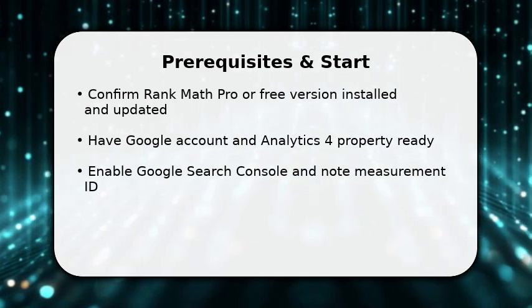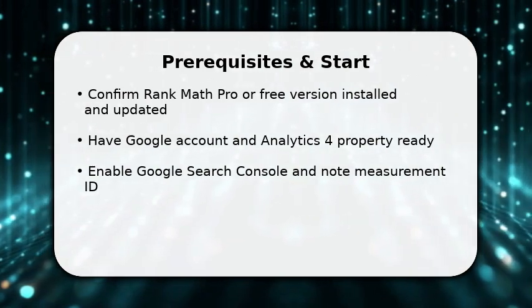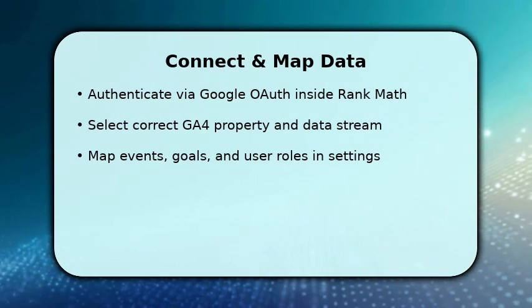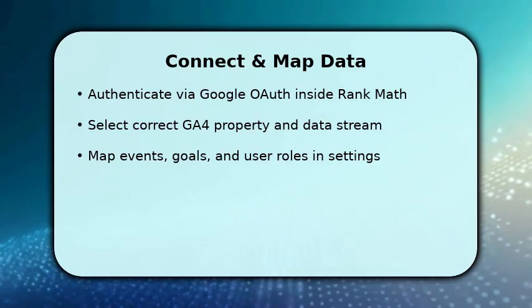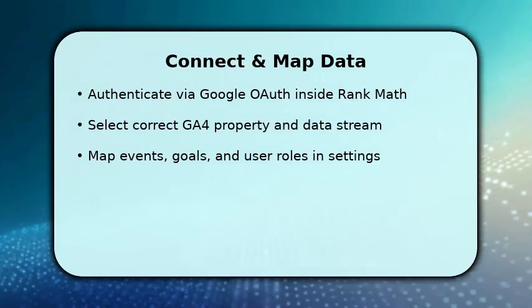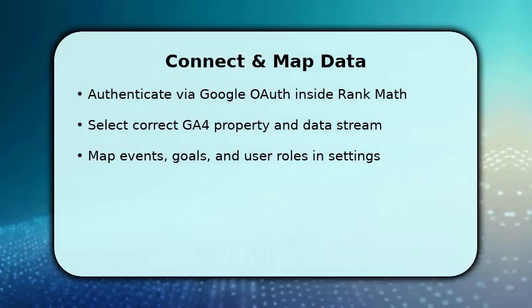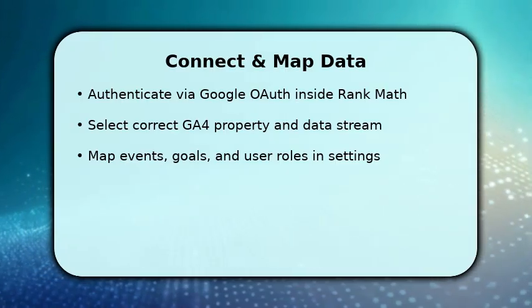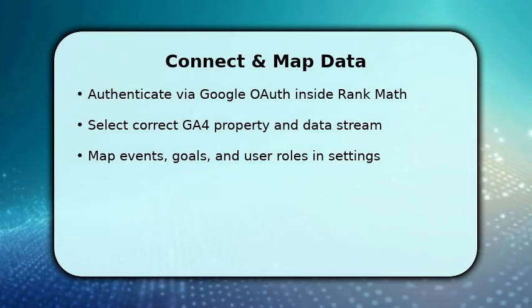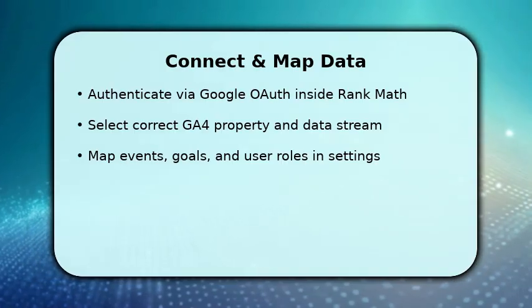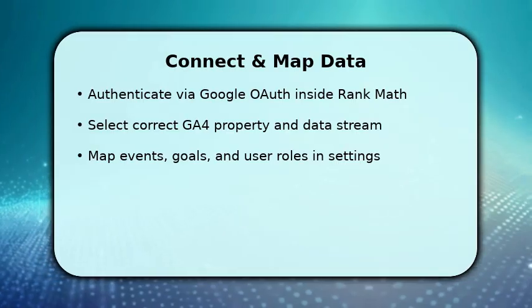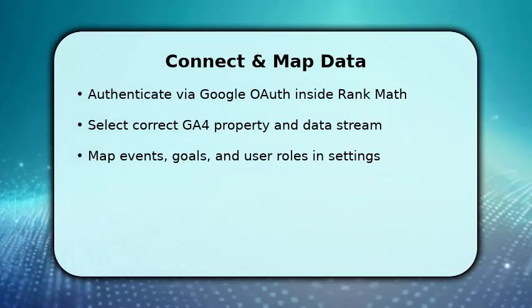Next, you connect and configure data flow. In Rank Math's analytics settings, authenticate with your Google account, then pick the correct Google Analytics 4 property and the specific data stream that matches your site. Make sure you enable enhanced measurement and map key events like form submissions as conversions. You should also check user role permissions so admins see reports. Once these mappings are set, Rank Math will begin tagging pages and sending event data.